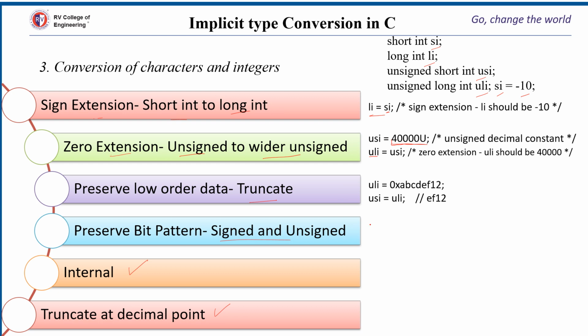Now when I have something like this, an unsigned long int assigned with a hexadecimal constant, and that is assigned to your short int, unsigned short int, your higher order bits will get truncated, the higher order value will get truncated. So the only value that will be stored is EF12.